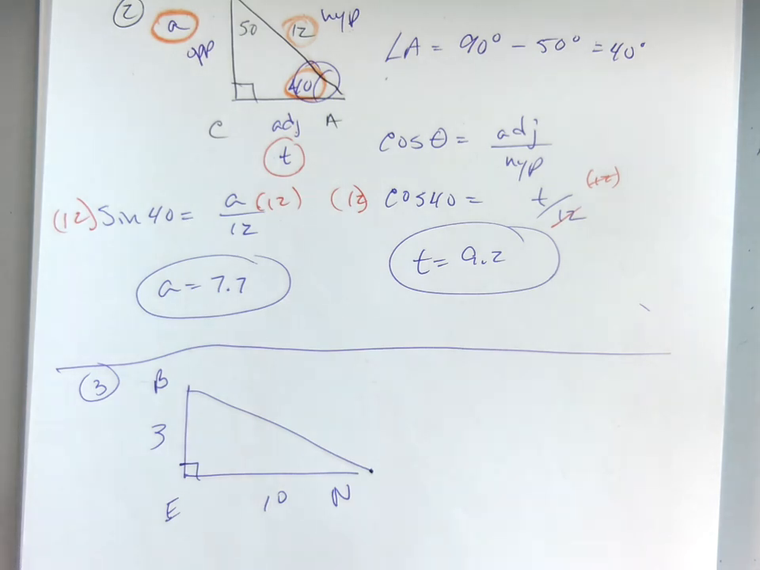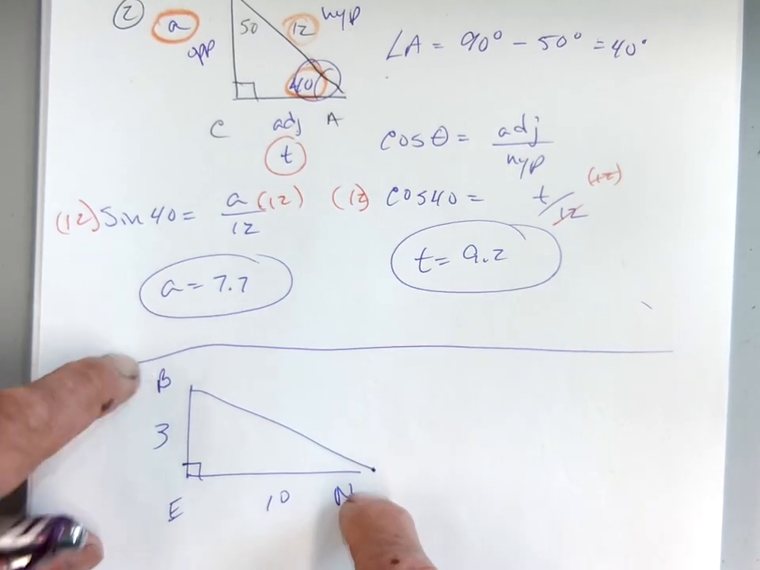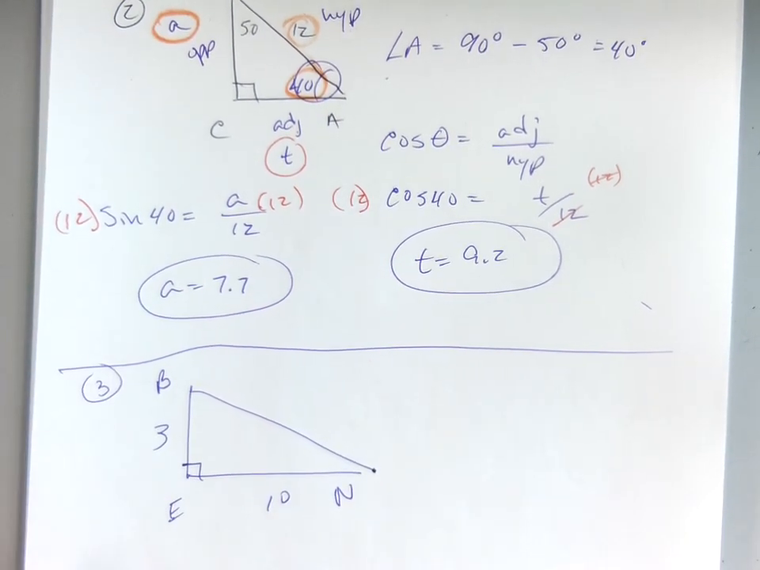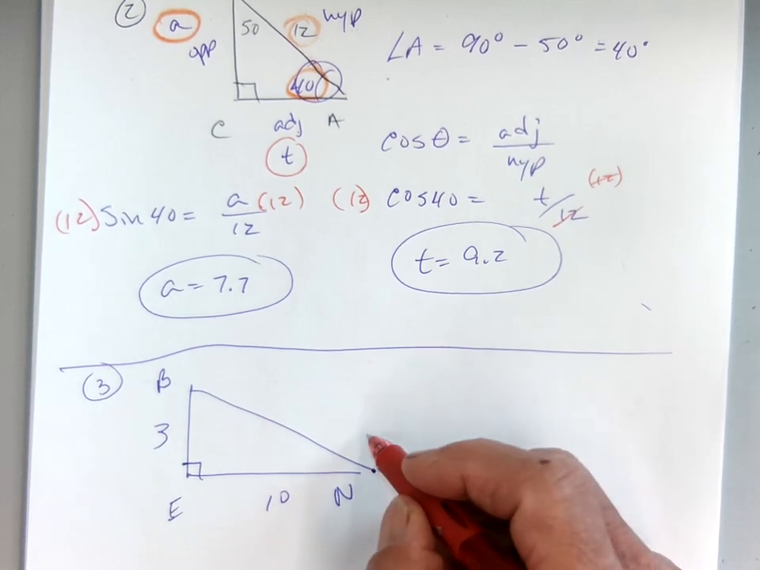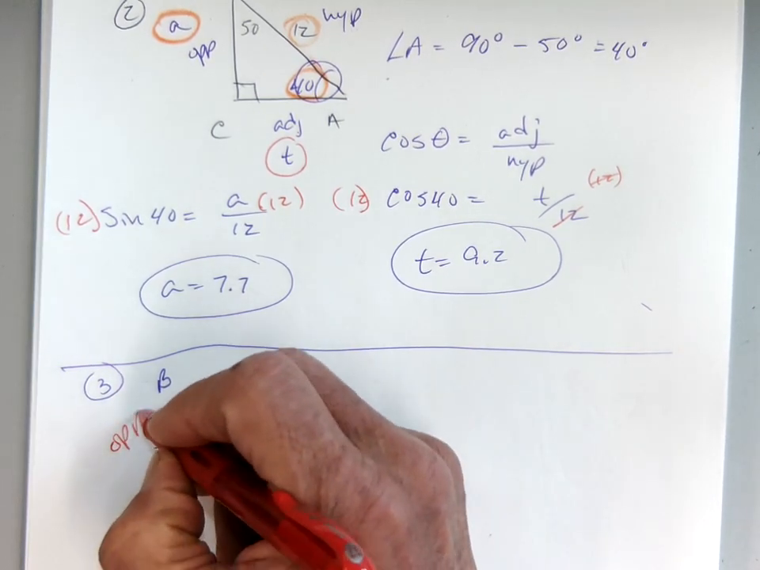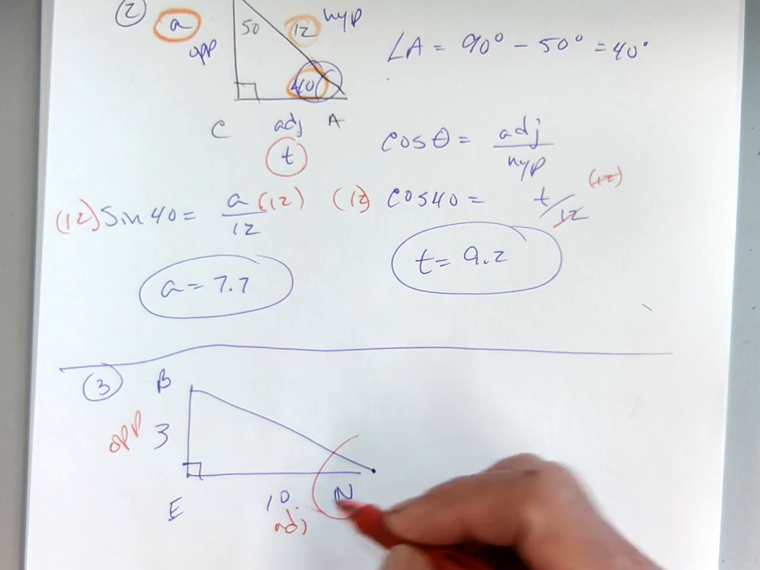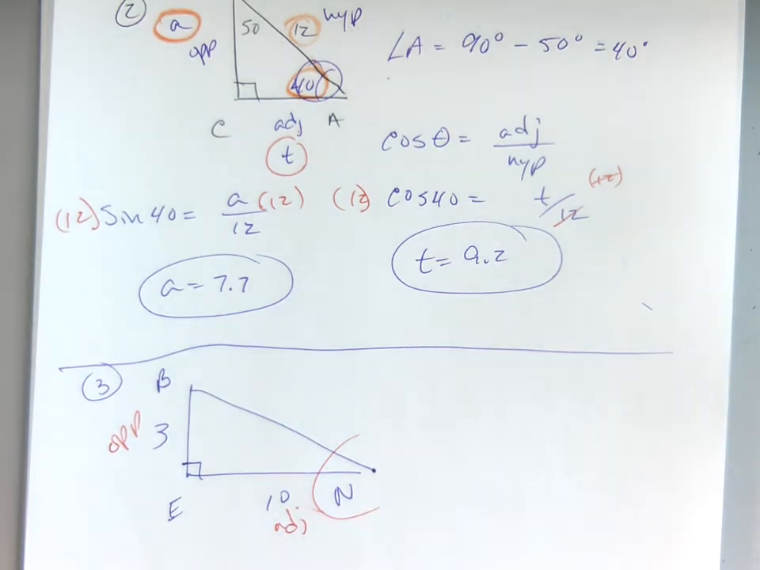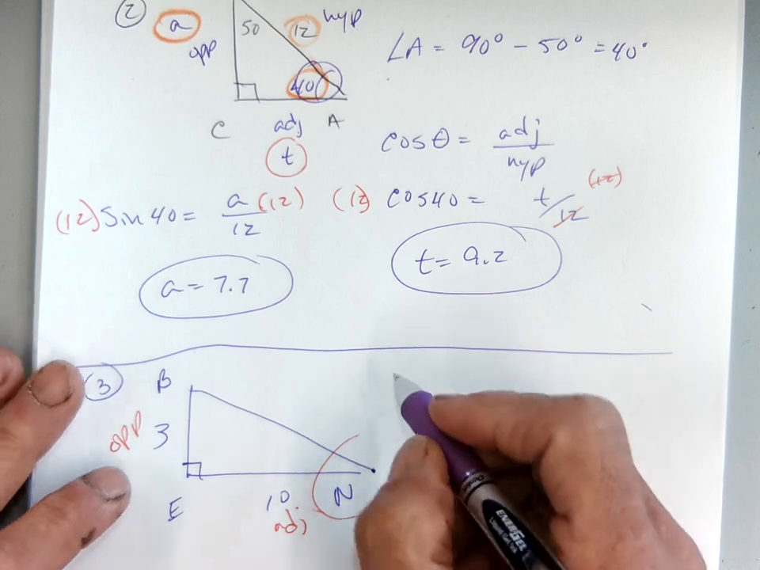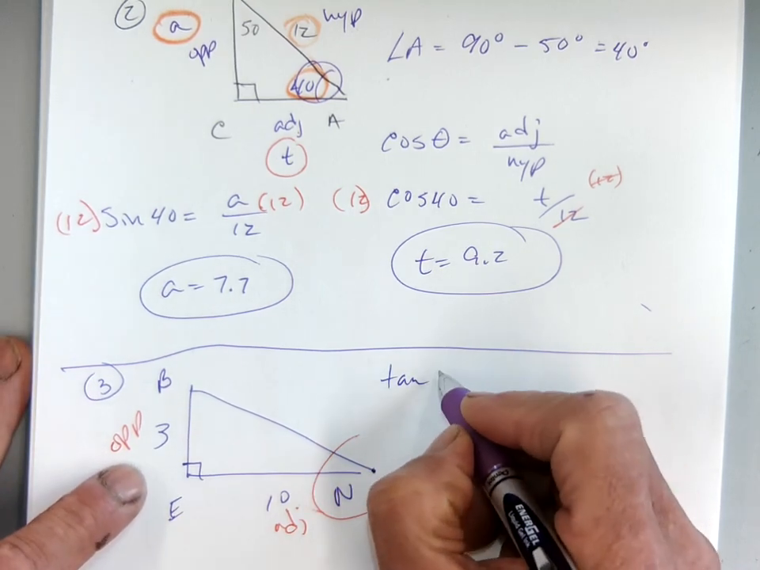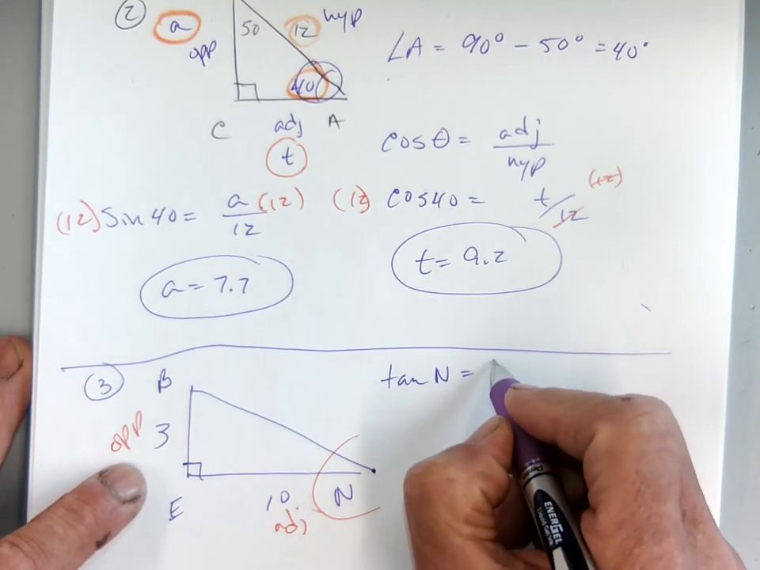Ava, what do you want to find? Angle B or angle N? It does not matter. Angle N. And it is opposite, adjacent. We're going to have to use tangent, right? Angle N has to be tangent, so we'll set up tangent of angle N is equal to 3 over 10.